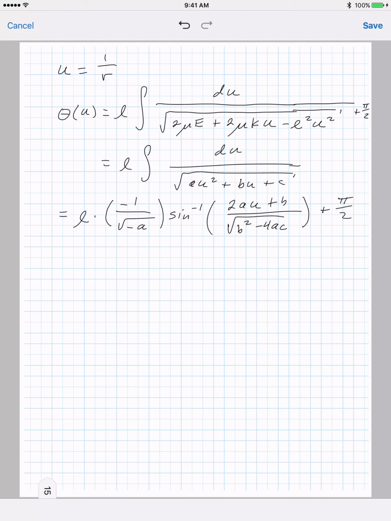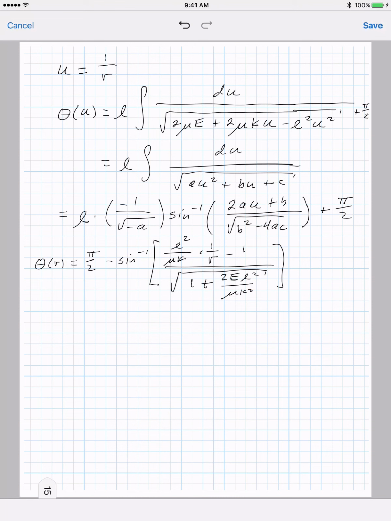So we've actually done the integral now, so let me put this back into r. Theta of r is equal to pi over 2 minus the arc sine of, kind of an ugly argument here, L squared over mu k times 1 over r minus 1, over the square root of 1 plus 2e L squared over mu k squared. That's pretty ugly. Let's continue to find ways of simplifying that.